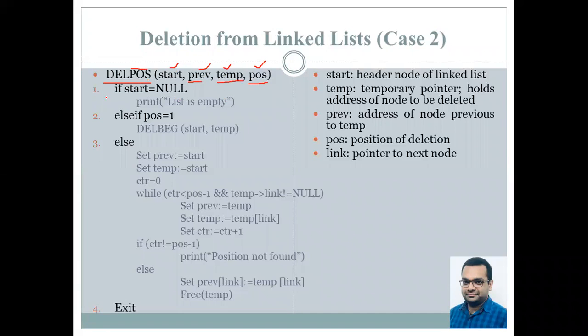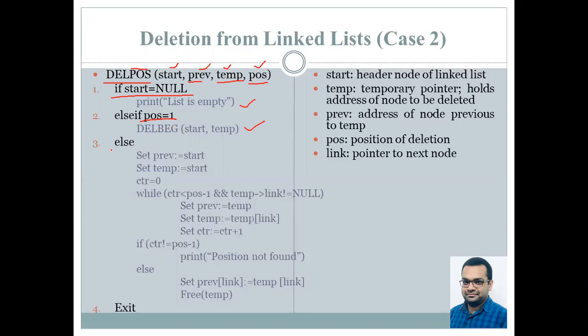Initially, we check if the start value is null. Then our list is empty and deletion cannot be performed, so an error message is displayed. If the value of position entered by the user is 1, then the position of deletion is the first node, and therefore we call our delete beginning procedure. I have discussed the details of this procedure in my previous video. I recommend you go and watch that video before this one.